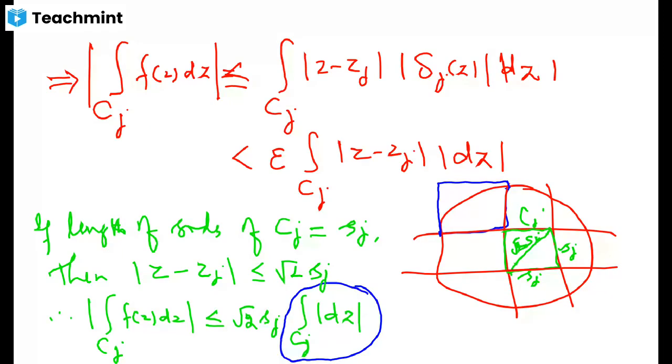So what is the length of this? The length of this has to be the sum of the sides of the square. But the sum of the sides of the square, this is when you have a full square.